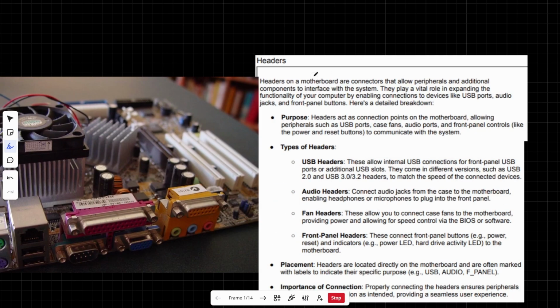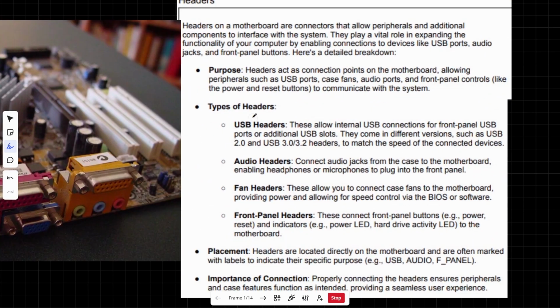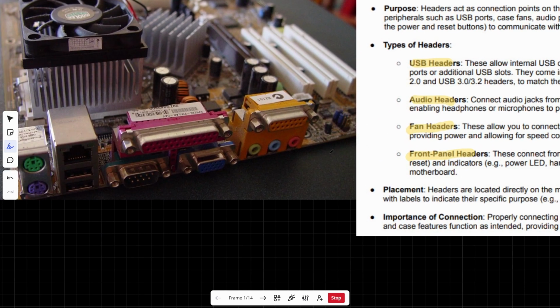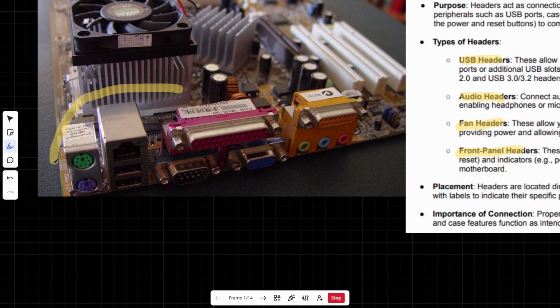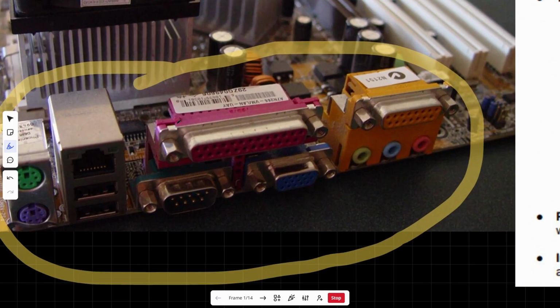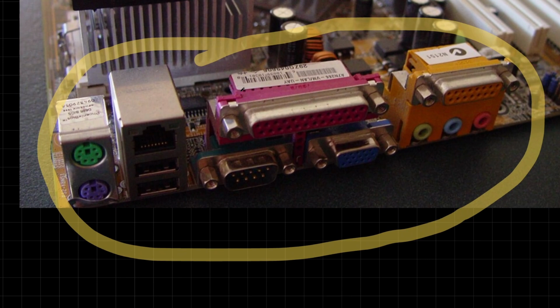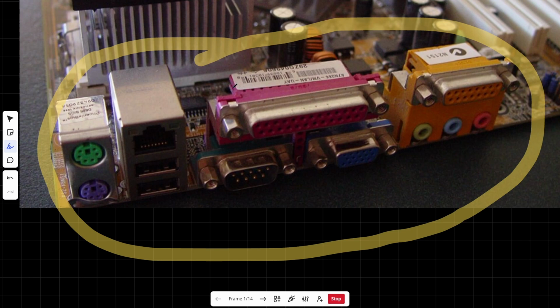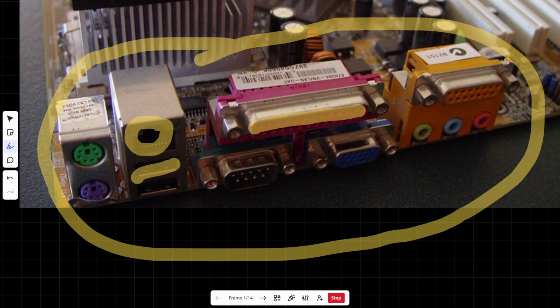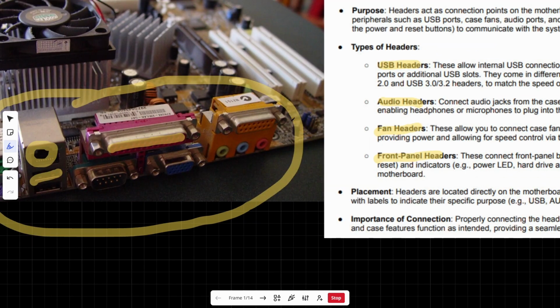Now, the next one is headers. Headers is all that fun stuff like your USBs, audio headers, your fan headers, front panel headers, anything really that you're plugging in from outside is the header. So they look something like this on a motherboard. Just be able to identify, hey, these are the headers. This is what I'm going to plug things from outside to inside the motherboard, right? If I want to plug in an Ethernet cable, if I want to plug in a USB, if I want to plug in any of these things, sound, visual, audio, etc., that's going to be on the headers component. And it looks like that. That's pretty much what you need to know.